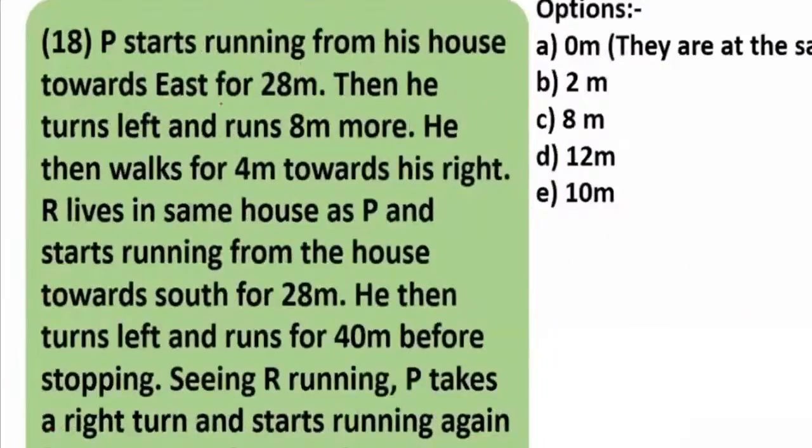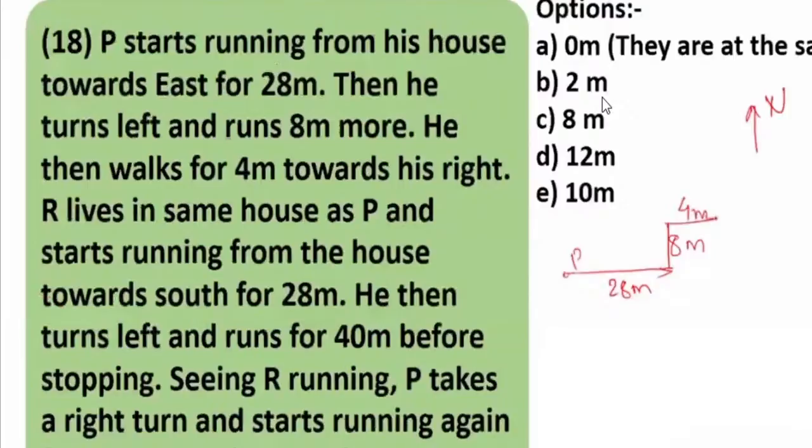P starts running from his house towards east. So direction sum. This is north. P starts running towards east for 28 meters. This is P. Then he turns left, runs 8 meters more. This is 8. He walks 4 meters towards his right. Again goes 4 meters and leaves.